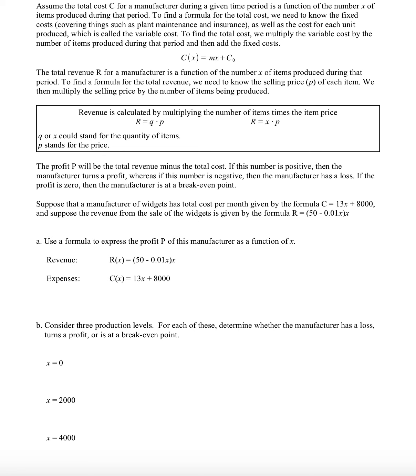Suppose that a manufacturer of widgets has a total cost per month given by the formula C equals 13x plus 8,000, where the 13 is the variable cost, $13 per item, and 8,000 is the fixed cost that they have to pay no matter what. And let's say that there's a revenue function given by (50 minus 0.01x) times x. Can we find the profit function?